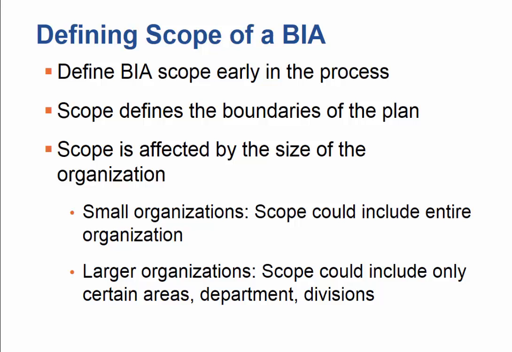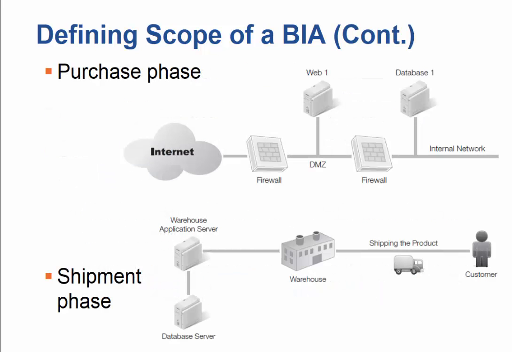So we want to define the scope of a BIA. Basically define a BIA scope early in the process, as we mentioned. And we mentioned the boundaries, the small and large organizations. I'll try to keep up with my slides as I talk, but sometimes I get carried away. And oh wow, look at that. Look at the display on the screen.